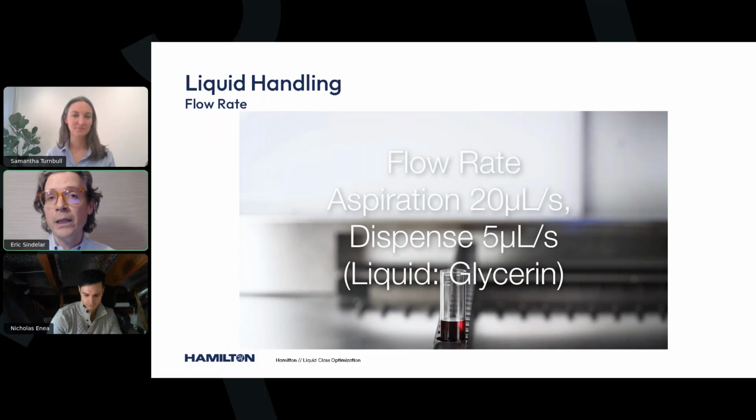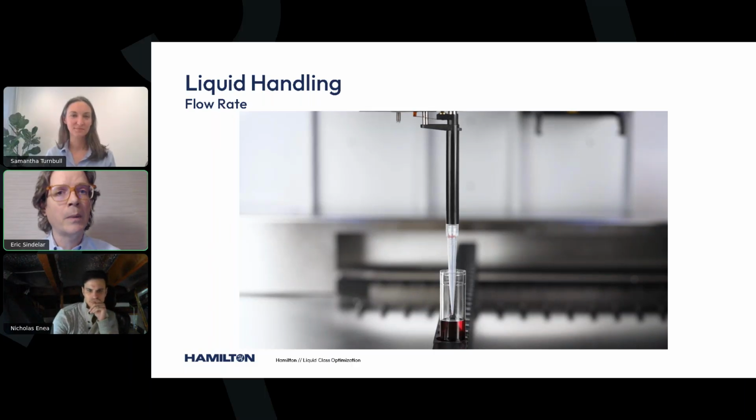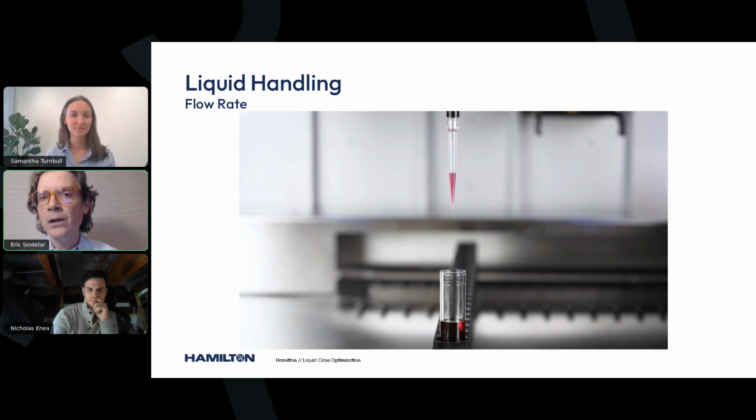Now, what happens when we really slow things down? In this case, we have a very slow aspiration flow rate of only 20 microliters per second and a dispense flow rate of 5 microliters per second. You'll see that during the aspirate, the liquid slowly collects inside the tip. You're not seeing any air gaps or any other disruptions during the pipetting.